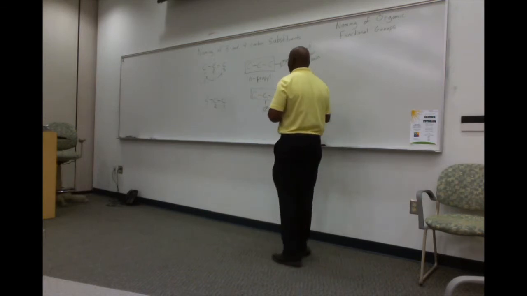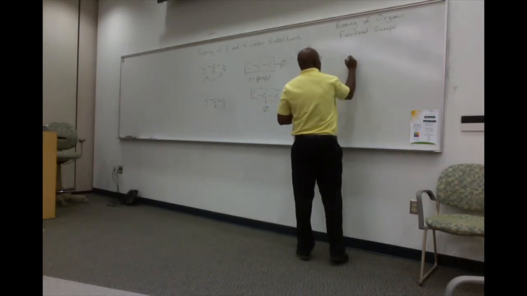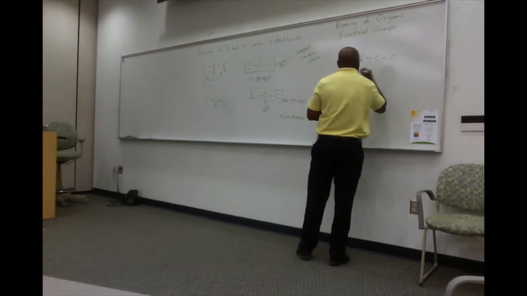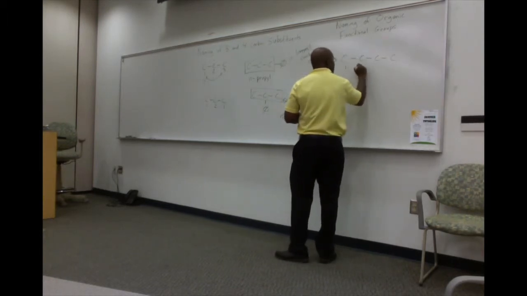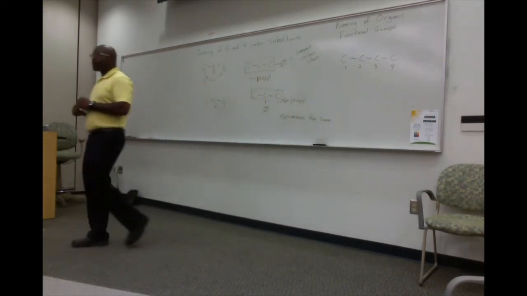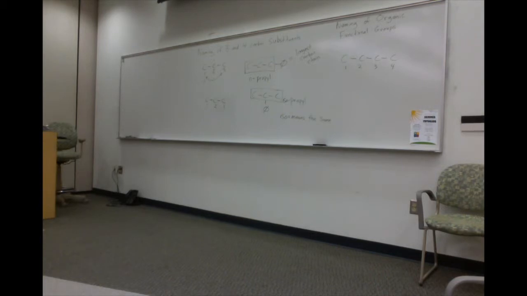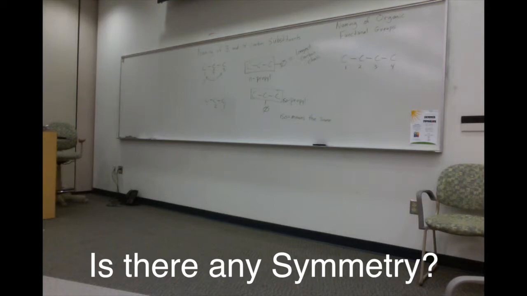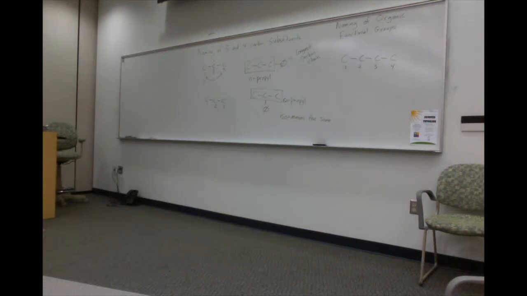Now we have a three carbon atom unit. I mean, a four carbon atom unit. We have carbons 1, 2, 3, 4. If I were to do four carbon atoms and name it 1, 2, 3, 4, is there any symmetry in this molecule? I'm trying to figure out how many different carbon atoms I have in that molecule. One way to figure out how many different carbon atoms I have is to try to put a line of symmetry through the molecule. Can I take a line and fold it and make any of my carbon atoms identical?